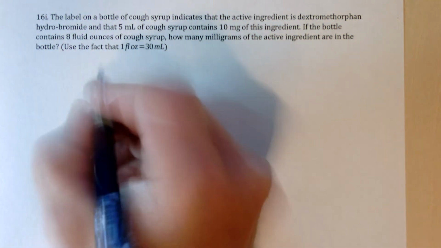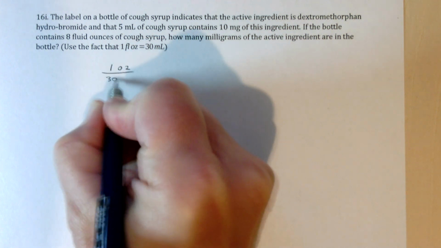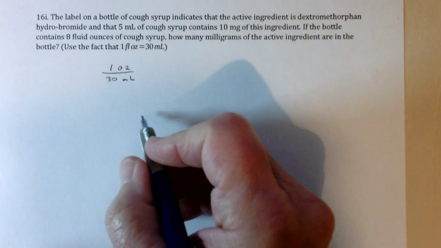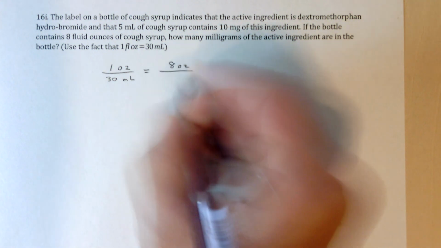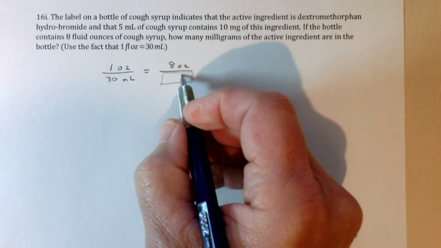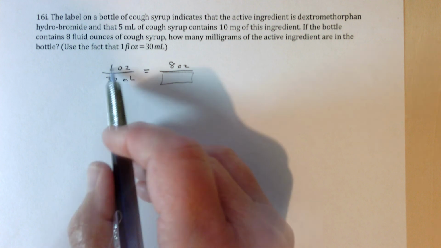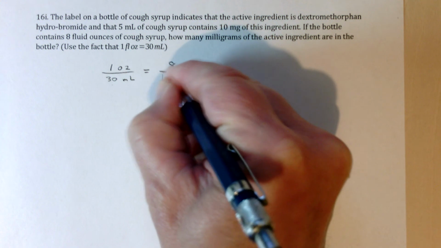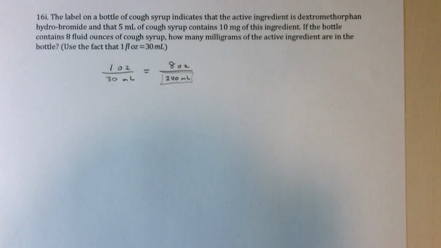So let's just make a proportion. 1 ounce is 30 milliliters. That's essentially our conversion ratio. And we have 8 ounces. So we just have to solve for this number here. What would make these two fractions identical? Well, you can cross multiply and divide: this times this divided by 1. 8 times 30 is 240, and 240 divided by 1. We would have 240 milliliters. Okay, so now we know how many milliliters we have.